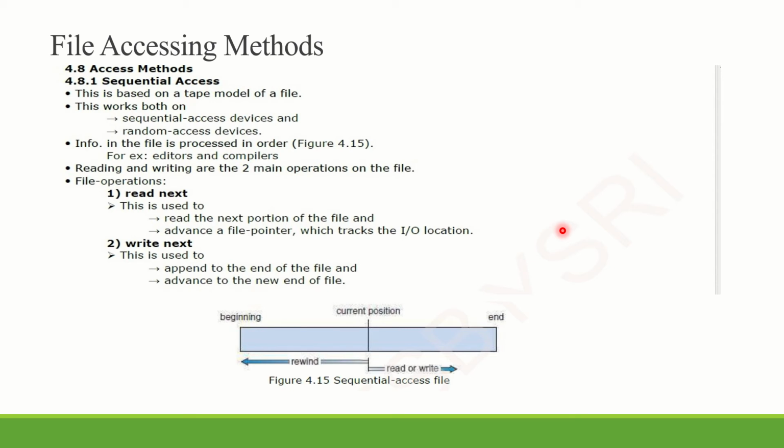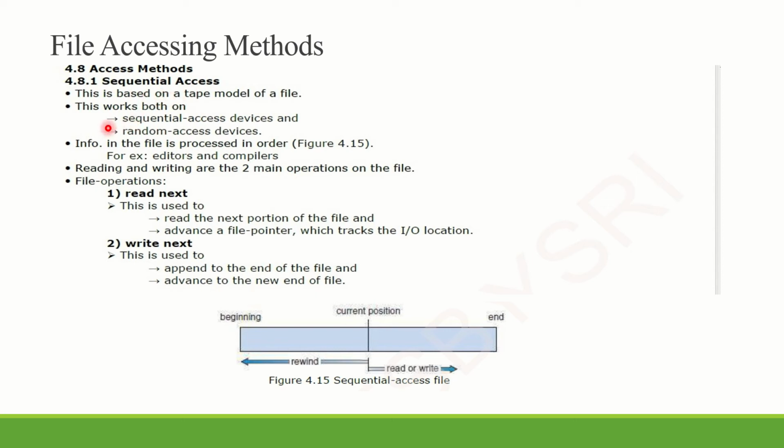Now in this video we are going to discuss how we can access the information from the file. What are the accessing methods of a file? The first accessing method is the sequential access method.